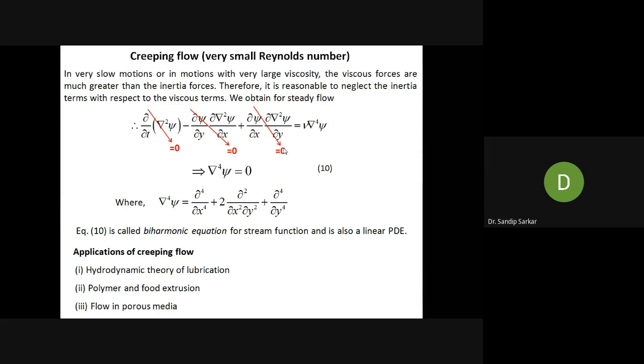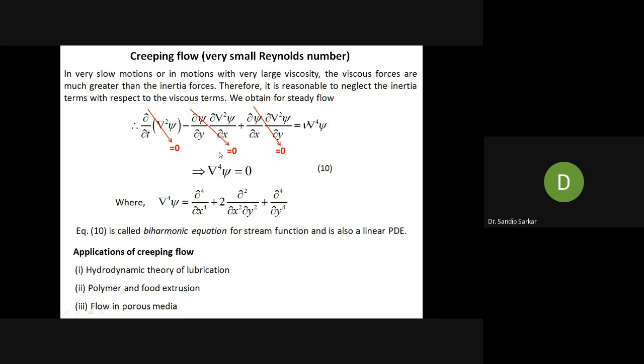Either creeping flow or Stokes flow, the Reynolds number is very small. So in those applications where the Reynolds number is very small, we can neglect the inertia terms in the Navier-Stokes equation. That is, the convection terms, which are nothing but the inertia terms, and the transient term. Basically, those types of flow are steady, and the convection term can be neglected.